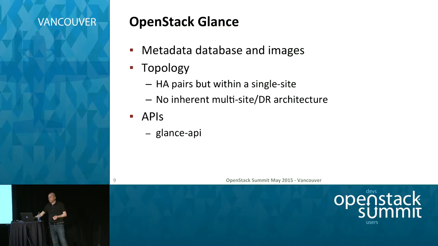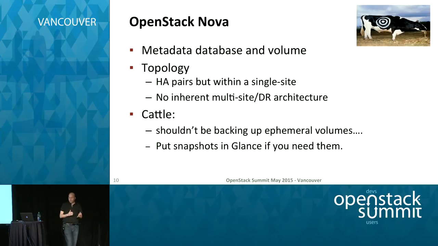Moving to Nova. Here we need the metadata of the database and the volume, right? Because if I need to restore my volume on the other side, I need to have the metadata kept or backed up. And in terms of topology, same thing, right? HA pair, single site, no inherent multi-site. When we talk about cattle, should I back up my ephemeral volumes? We wouldn't recommend it. You can use snapshots to protect the ephemeral volumes for your boot volumes, but that's not something I think is in scope. And of course, this is where snapshots in Glance come in handy.